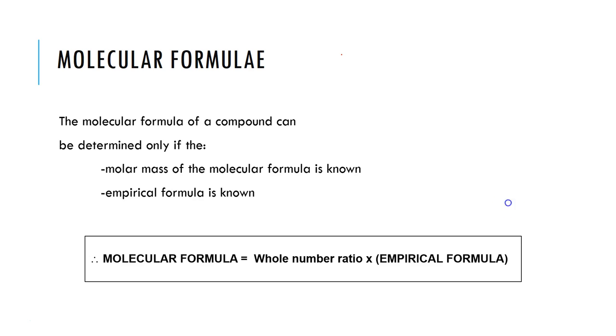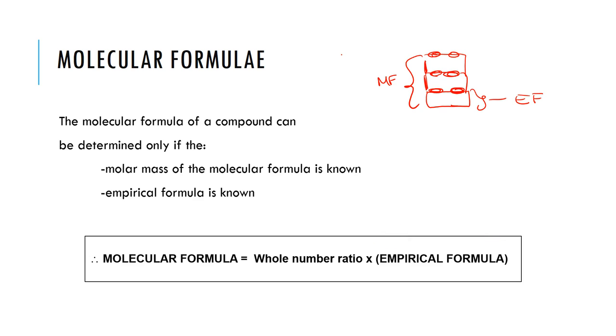So I like to think of it this way. The empirical formula is sort of like the formula for our Lego bricks. I may have a compound that is made up of 3 Lego bricks, but this one unit here is my empirical formula. The 3 of them put together is my molecular formula. The whole number ratio that ties these two together is 3, because if I have 3 lots of my empirical formula, I would be able to make this molecule.